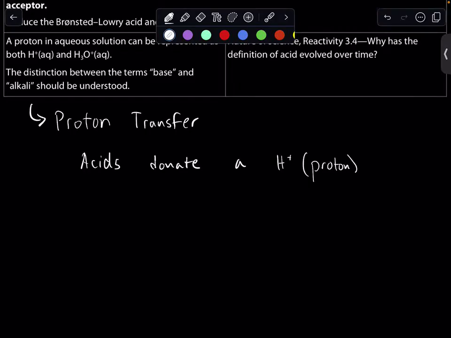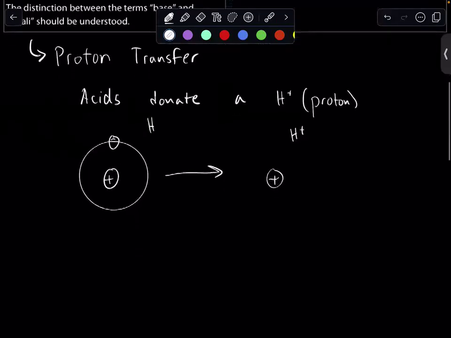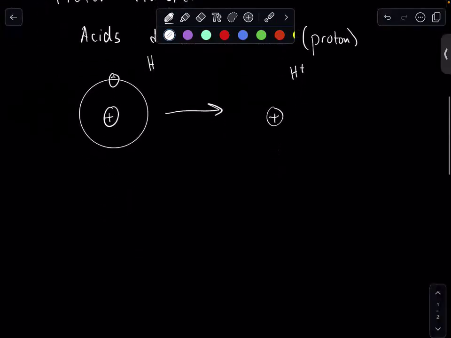We can deduce that from the Bohr model, where we have a single proton in the nucleus and one electron in the first energy level. When we then lose that electron to become a plus one ion, we are left with only the proton. That is hydrogen plus. This is why acids are generally referred to as proton donors.